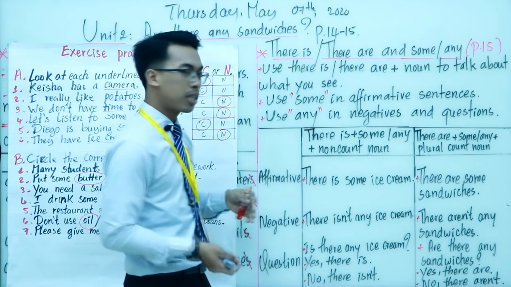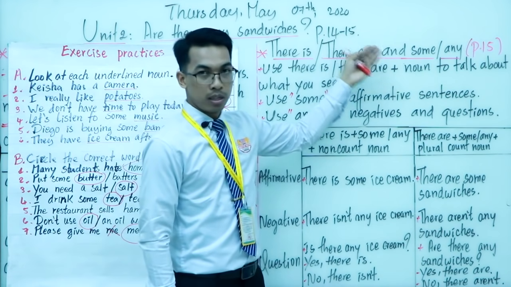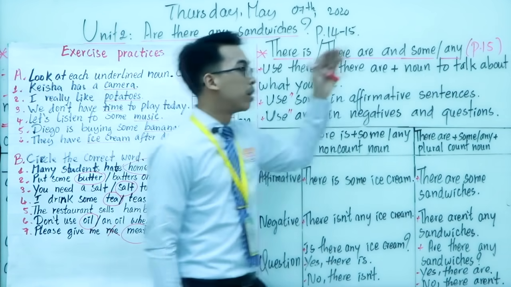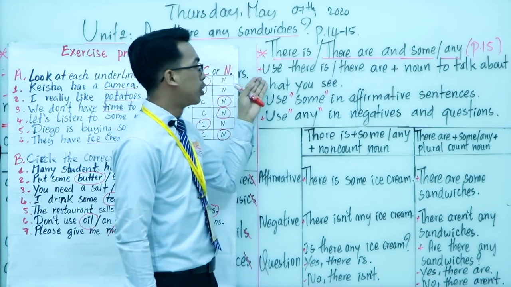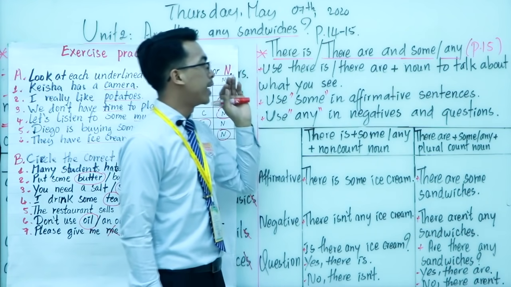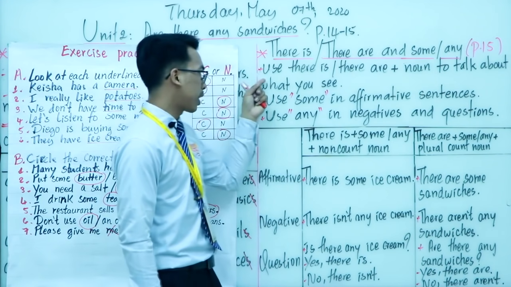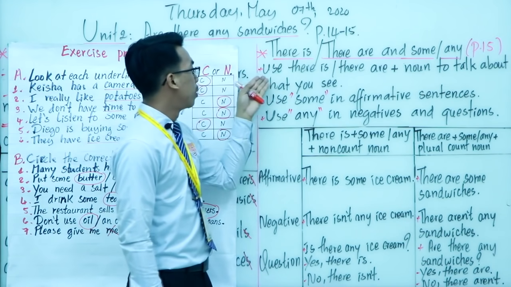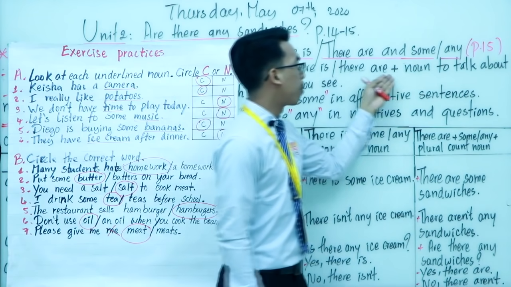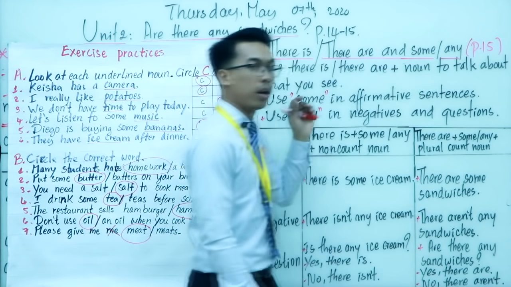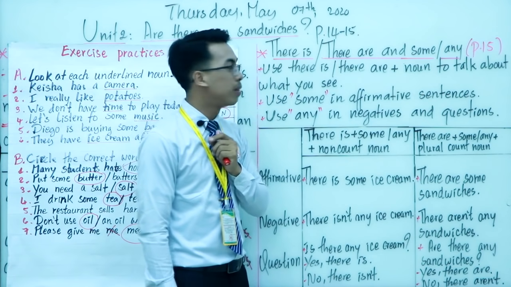Very good. So now let's open the book on page 15. Okay? On page 15. So you also have the use. Okay? So when we use there is, there are, okay? Very good. So now let's move the attention to this one. Use there is or there are plus noun to talk about what you see. Okay, what you see.